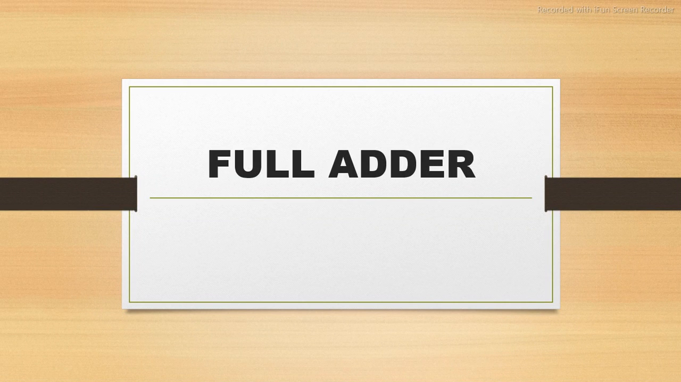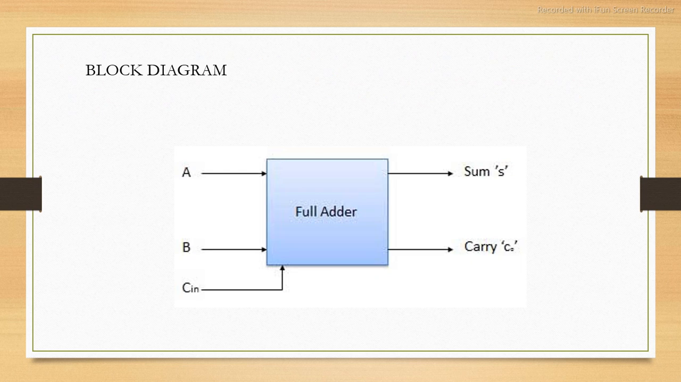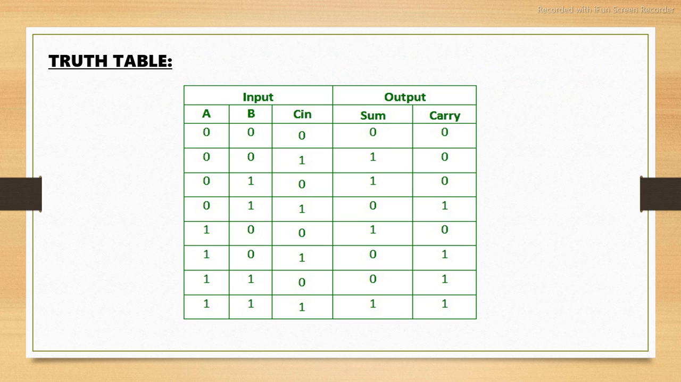Next is full adder. Full adder is a combinational circuit that forms the arithmetic sum of input. It consists of 3 inputs and 2 outputs. A full adder is useful to add 3 bits at a time. In full adder, sum output will be taken from XOR gate, carry output will be taken from OR gate. Input variables are A, B, C and the output variables are sum, carry. This is a block diagram for full adder, 3 inputs, 2 outputs. Truth table 0 0 0 0 0 0 0 0 1 1 1 0. It can be used with XOR gate and OR gate.